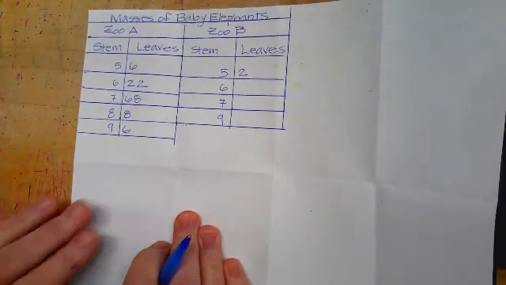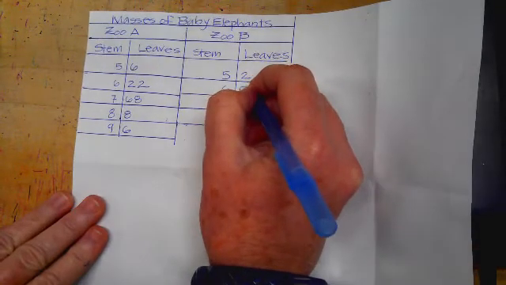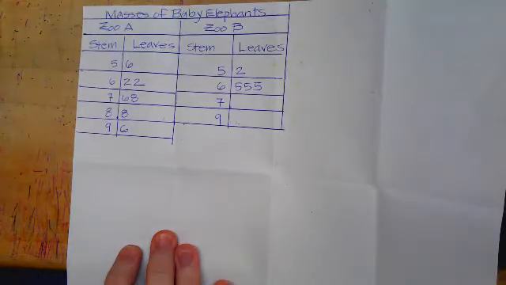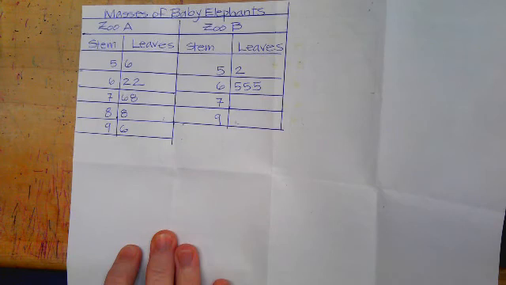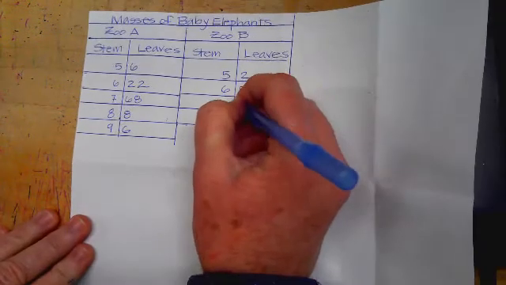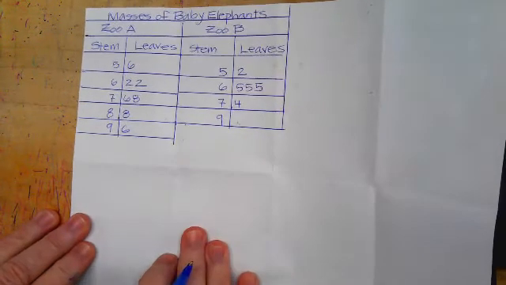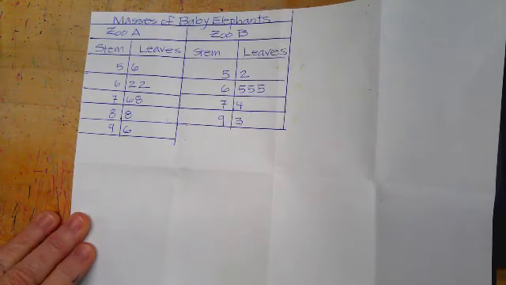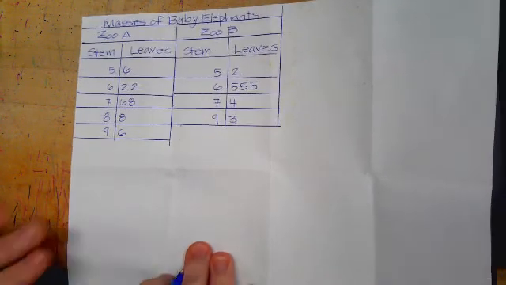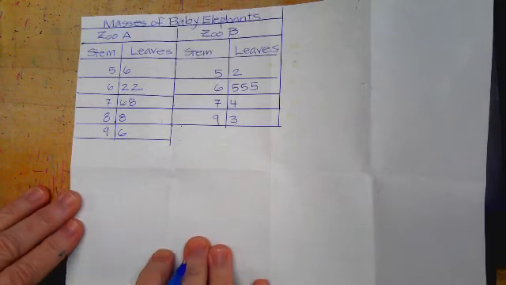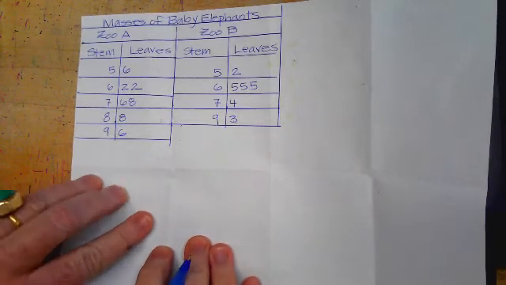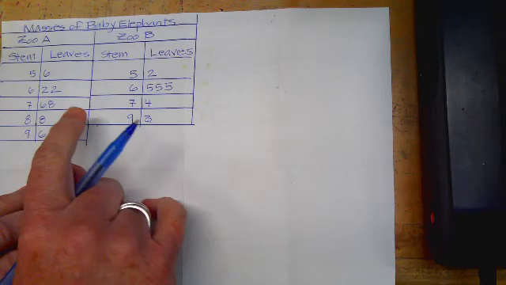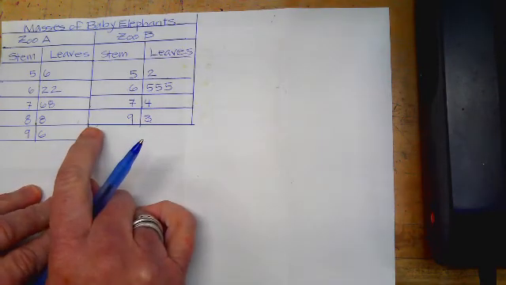Okay? Now let's go down to Zoo B. We have only 152-pound elephant. We have 65, 65, 65. So we have 5, 5, 5, 65, 65, and 65. And then we have 74. And then we have 93. Okay? All right. Now here comes some questions.